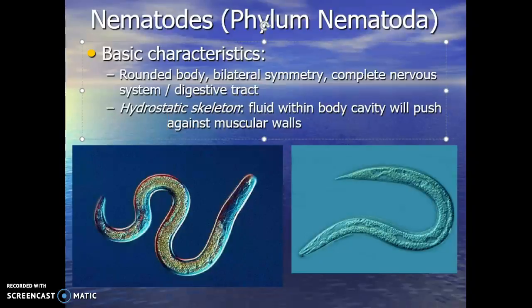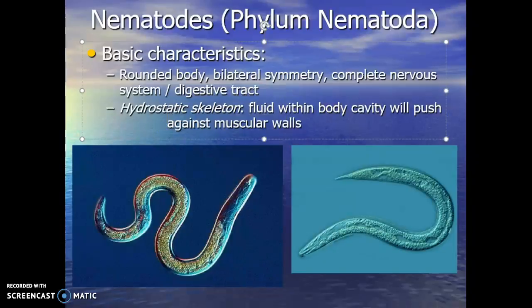So if you've ever seen a fire hose or a garden hose that's gotten away from somebody and it just starts whipping around and zipping and flipping and moving, that's the principle we're looking at here. That's parallel to a hydrostatic skeleton in phylum Nematoda.